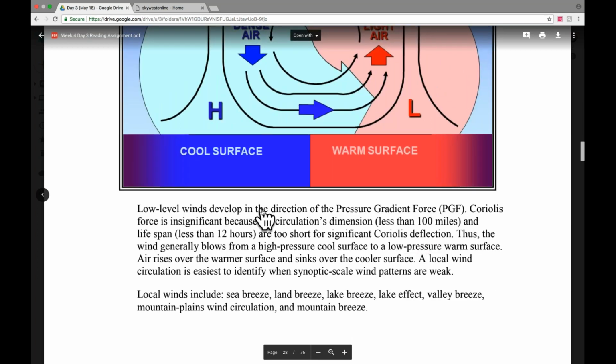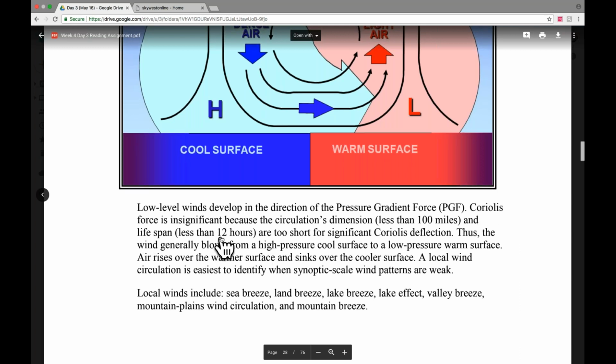So low-level winds develop in the direction of the pressure gradient force. Coriolis force is insignificant because of circulation's dimension, less than 100 miles, and because of its lifespan. So thus, the wind generally blows from a high-pressure cool surface to a low-pressure warm surface. Air rises over the warmer surface and sinks over the cooler surface.